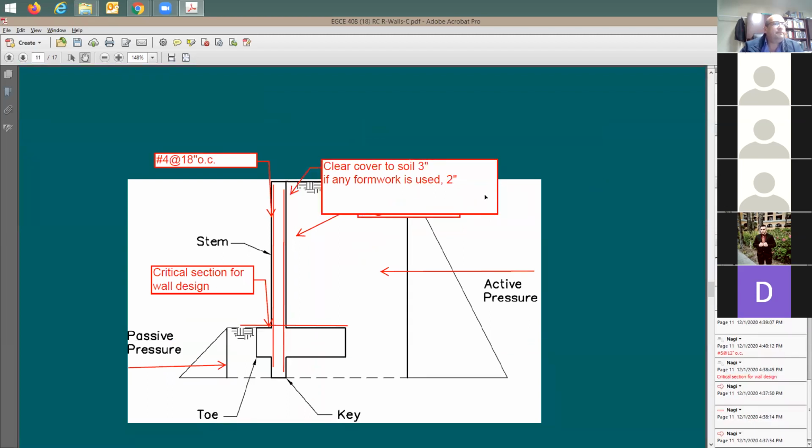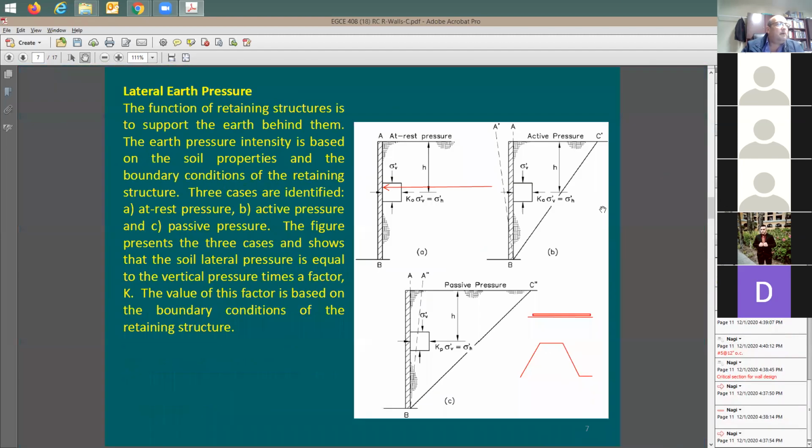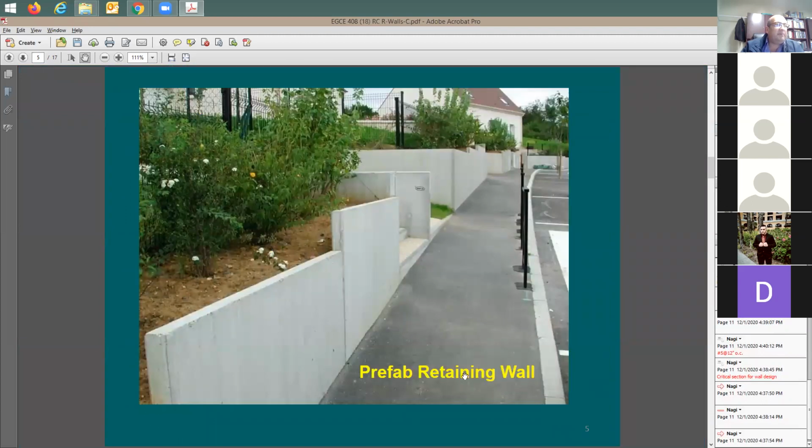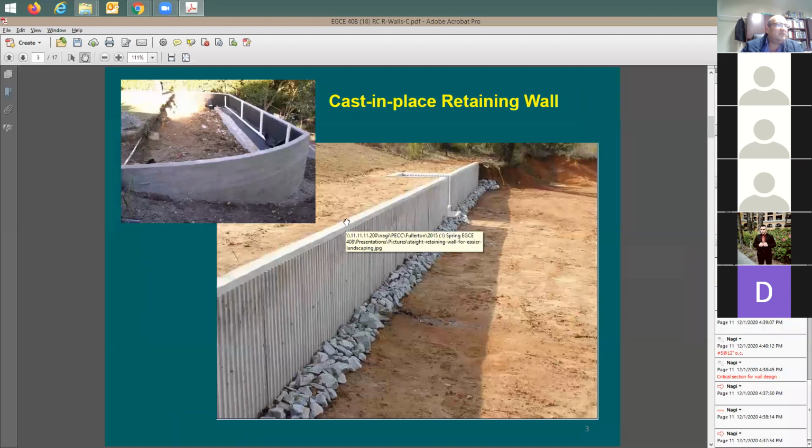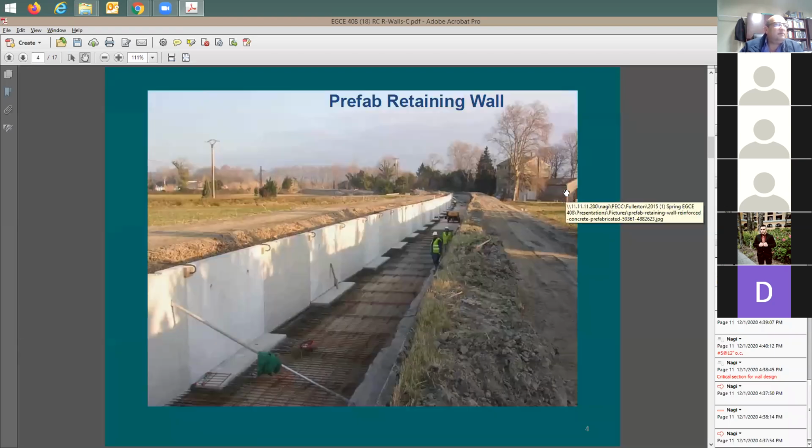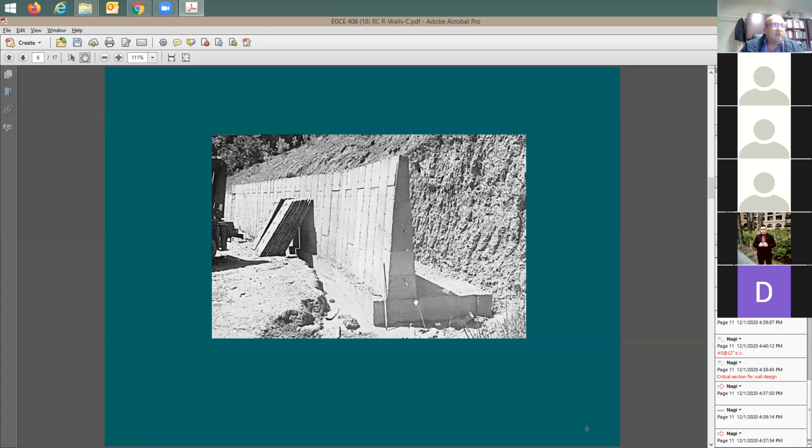What do I mean by that? Let me take you back to some pictures and explain. In this construction, this is going to be prefabricated, which means it was built in some other place. This surface to the soil is not really poured against the soil. It used to have a formwork and then we took the formwork out. In this case, the clear cover is going to be 2 inches. This here looks like cast in place, but look at what happened. First, they have formwork from inside, the soil side, and from outside. So in this case, I'm going to go with 2 inches.